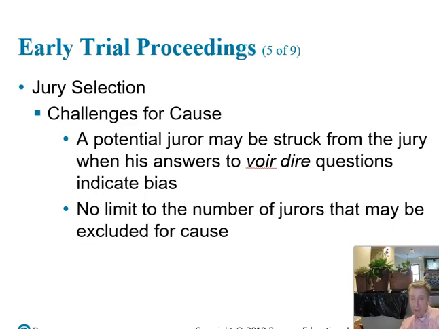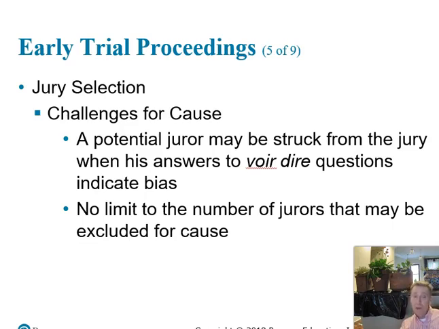Now, you can challenge prospective jurors for a couple of things. There are challenges for cause, and that's where the answers to the voir dire questions indicate bias. They know somebody, one of the parties, so they can be challenged for cause. And there's no limit to the number of jurors that may be excluded for cause. So if you want to get somebody off, you want to do it for cause.